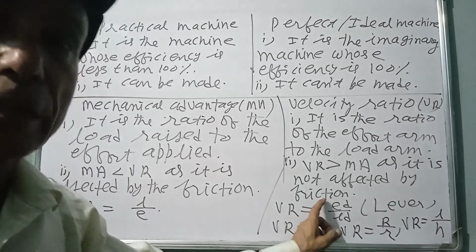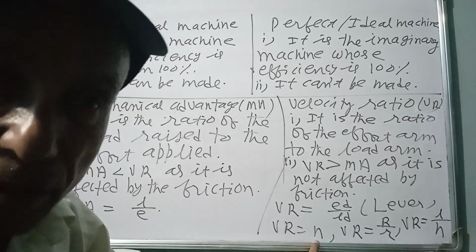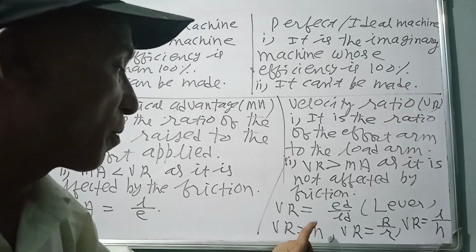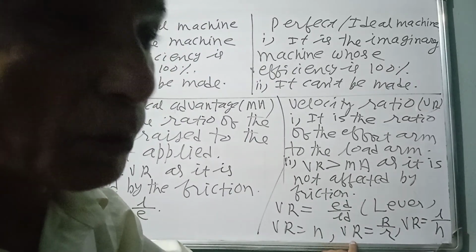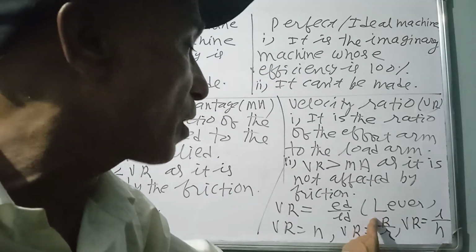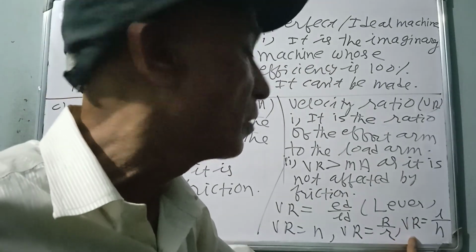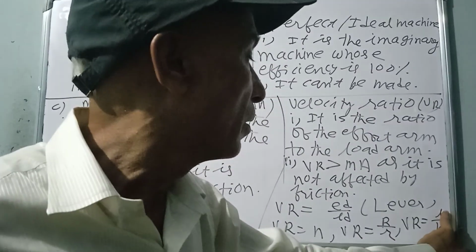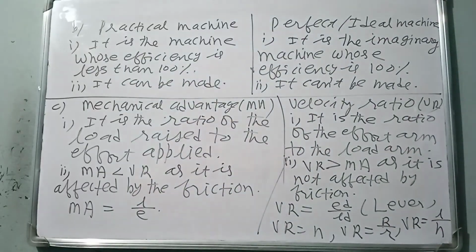For lever, ED by LD. For pulley, velocity ratio is N, number of pulleys or number of strings used. Velocity ratio in case of wheel and axle is radius of the wheel upon radius of the axle. Velocity ratio in case of inclined plane is inclined height, hypotenuse by perpendicular. This much for today.